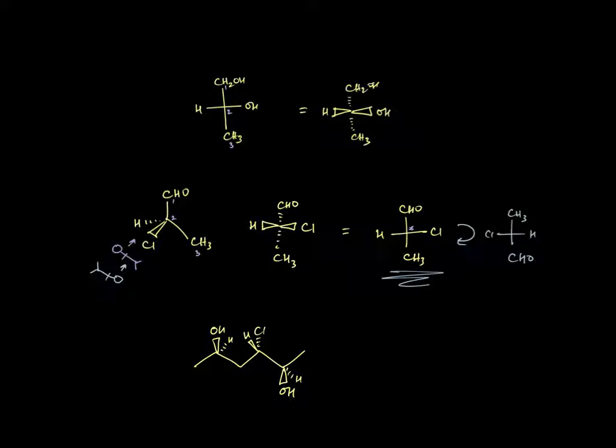So Fischer projections are really important, and they really shine for molecules with greater than or equal to 2 chiral carbons. So for 1 chiral carbon, we generally do it this way. For multiple chiral carbons, we tend to turn it into Fischer projections.